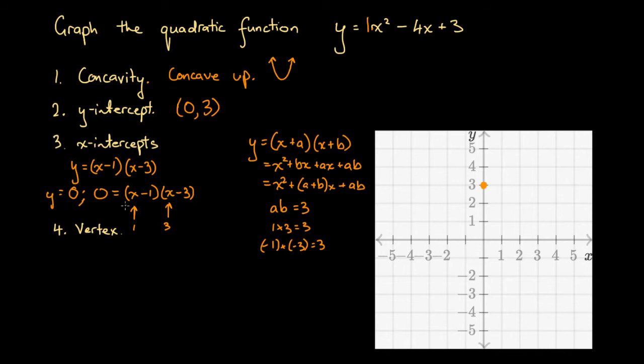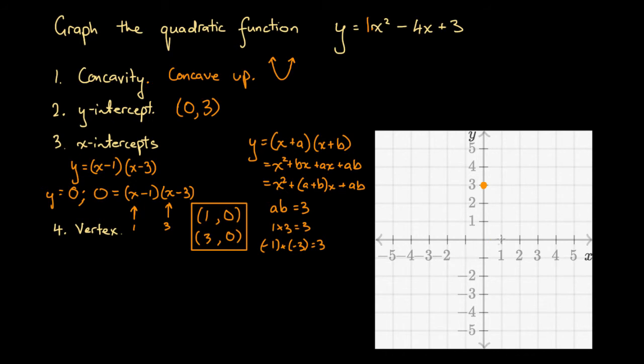In other words, there will be two x-intercepts. Both of them will have a y-coordinate of 0. The first one will have an x-coordinate of 1, and the second one will have an x-coordinate of 3. So these are the two x-coordinates for this function.